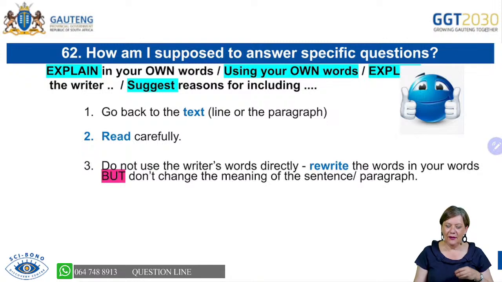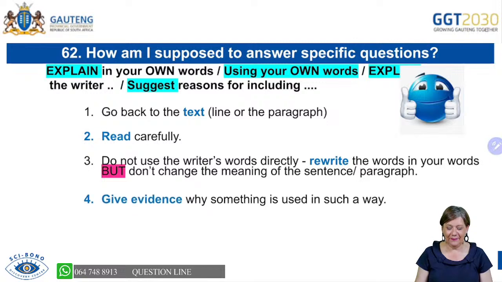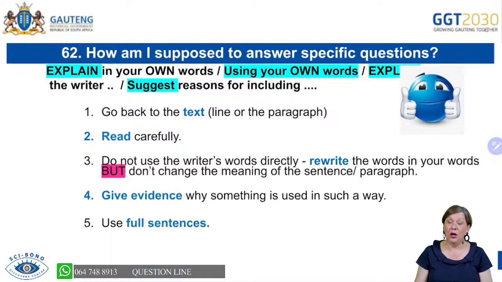And then do not use the writer's words directly. You need to rewrite them in your own words, but be careful. You can't change the meaning of a sentence or the paragraph. So you have to be quite careful about that. And give me evidence, give me proof to say why something is such a way. That's how we explain. Most important, in these kinds of questions, I need full sentences. Well, we always like full sentences, but for these specifically, you need to write in full sentences. You can't just write only a word and think you're going to get away with it. It's not going to work.